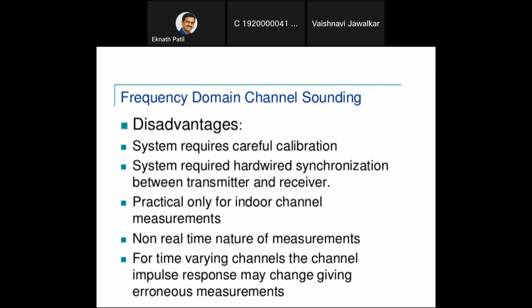Frequency domain channel sounding disadvantages: the system requires careful calibration of the transmitter and receiver, as well as of the VNA, that is, the vector network analyzer. The system requires hard-wired synchronization between the transmitter and receiver. It is practical only for indoor channel measurements, and the measurements are non-real-time in nature. For a time varying channel, the channel impulse response may change, giving erroneous measurements.